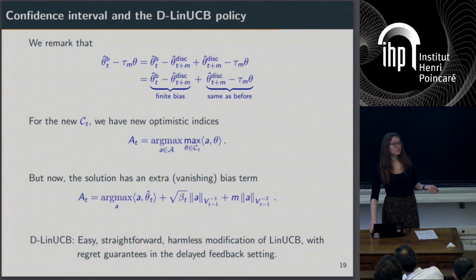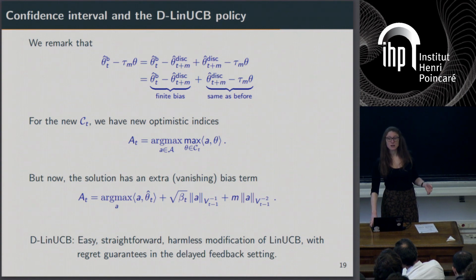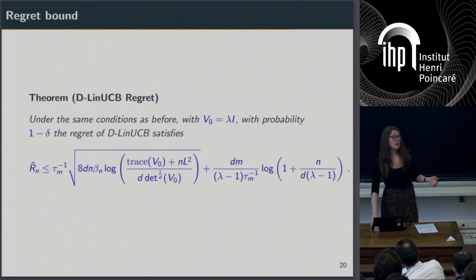So it's just an easy modification of LinUCB that is not more computationally costly, and in terms of regret bound, it behaves just like LinUCB, except that I have an extra d log n term that is nothing compared to the dominant term, which is in d square root of n.